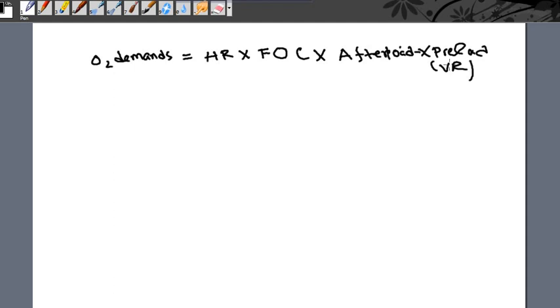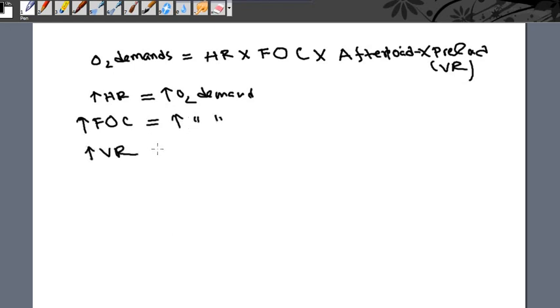Preload means venous return. So if your heart rate goes up, your oxygen demand will go up, right? Then again, if force of contraction goes up, your oxygen demand will go up. If your preload or venous return goes up, your oxygen demand will go up. And if your afterload goes up, your oxygen demand will go up. What does the beta blocker do?